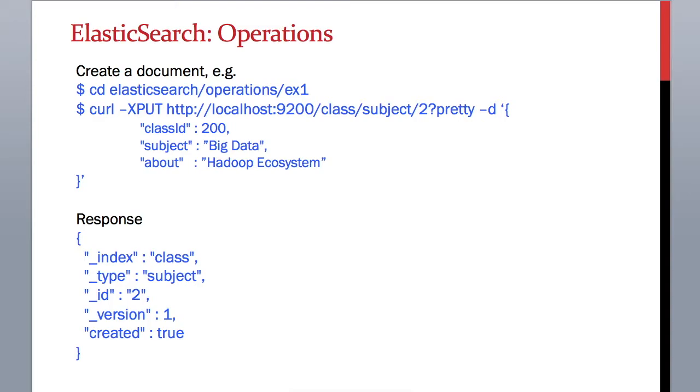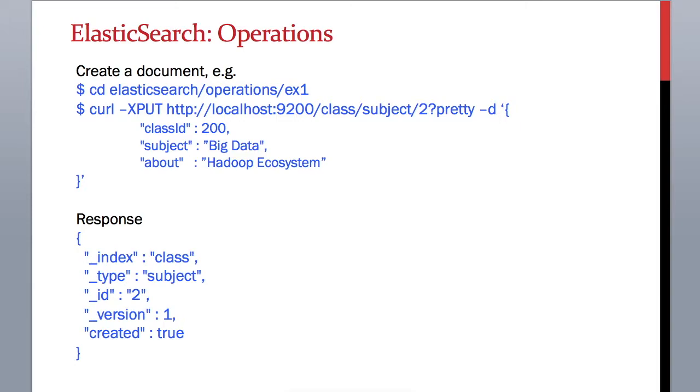In this lesson, let's do some exercise and try to write something into Elasticsearch. We will start by adding an index called class. Within that class, we will create a type of subject, and then we will add a document with specific IDs.